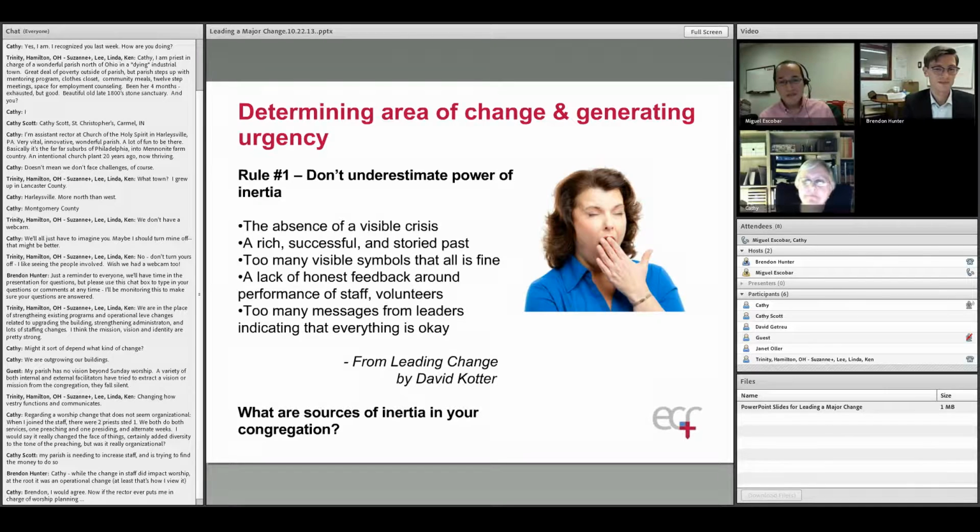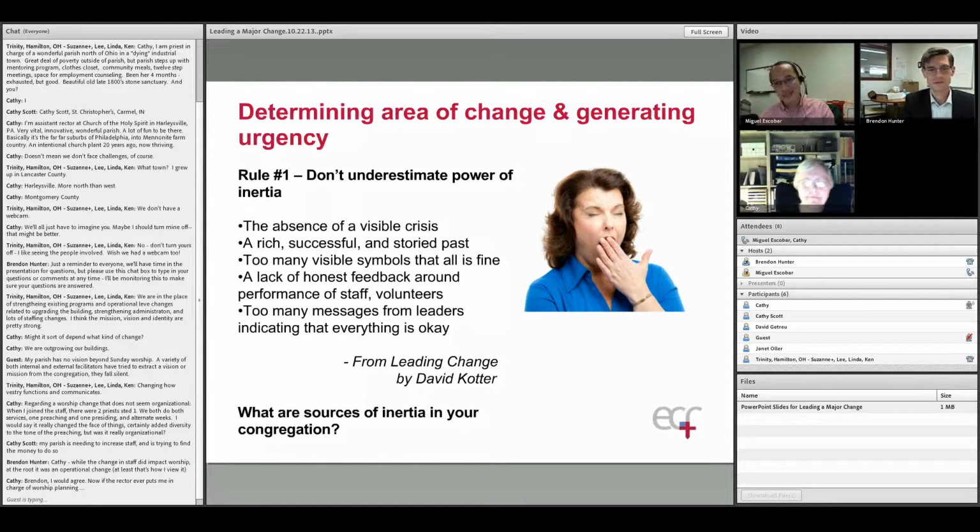The absence of a visible crisis. We know, until the roof has fallen in, we're not going to fix it. The problem with waiting until the roof falls in is that then all your resources, time, energy, money, are devoted to fixing the roof. And it doesn't necessarily need to be that way. A rich, successful, and storied past, the golden age. Too many visible symbols that all is well. We're going to talk about that in just a moment.